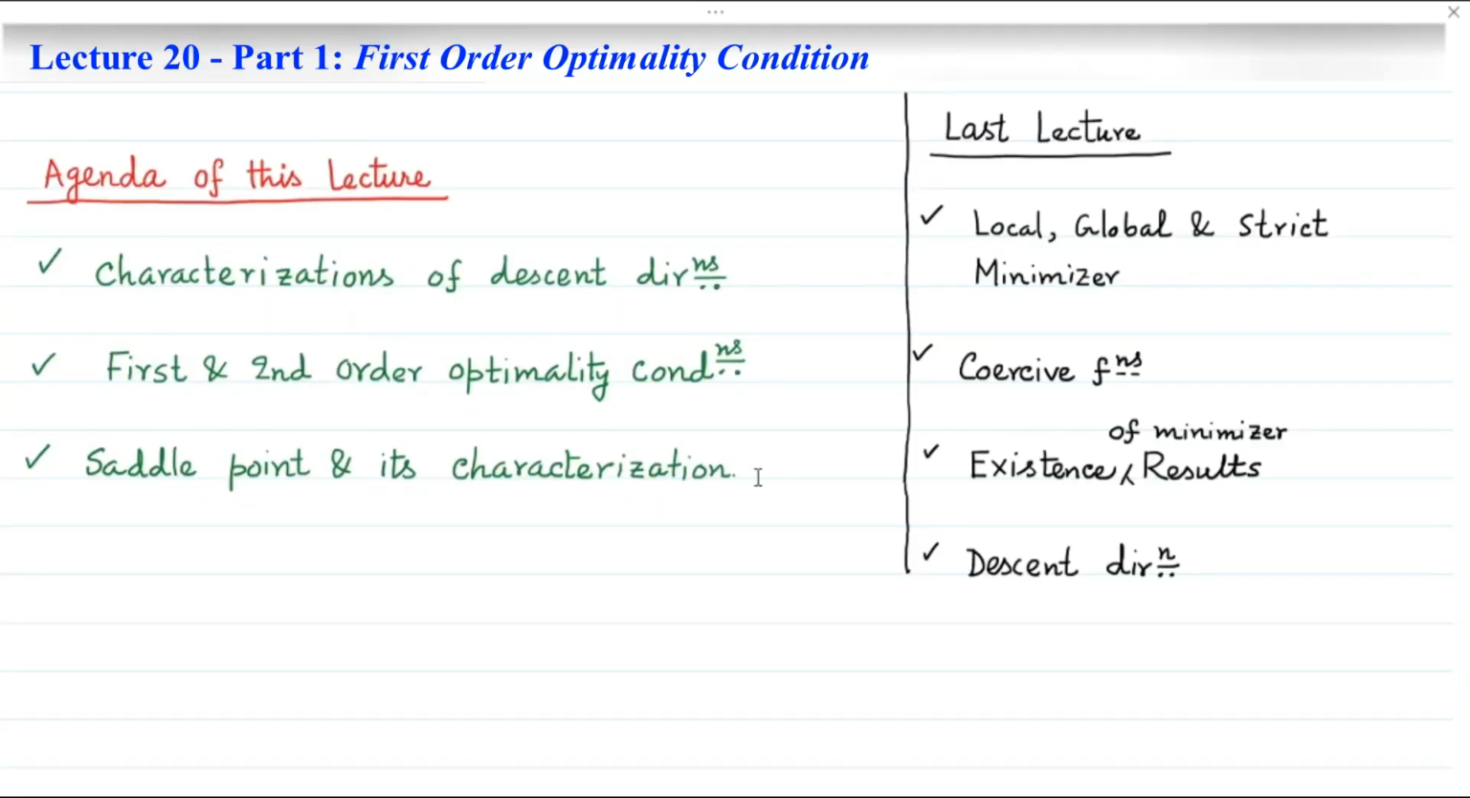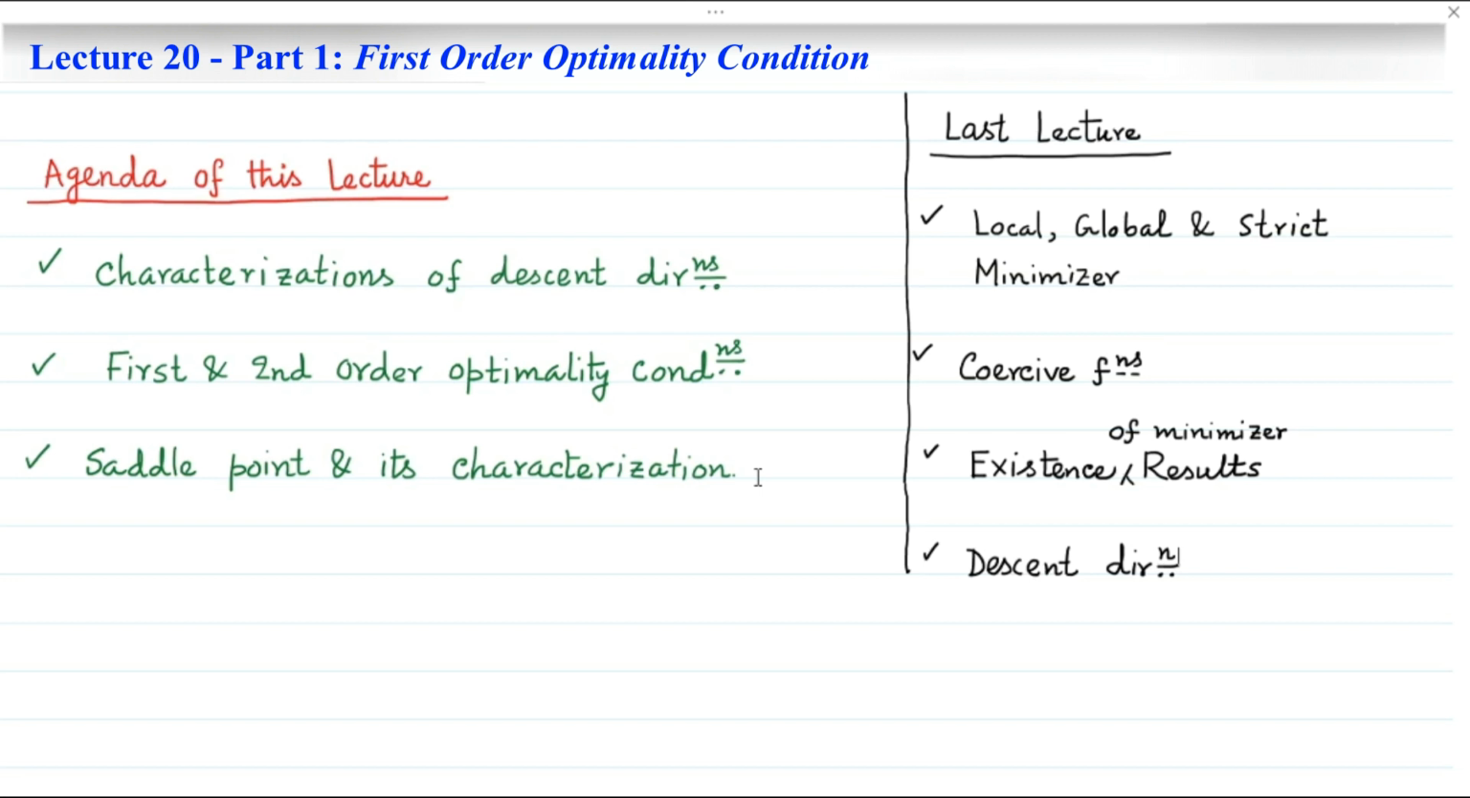Well, if we revisit the last lecture, then we will find that we started our discussion in the topic of local, global, and strict minimizers. The notion of strict minimizer was required to resolve an anomaly in the definition of local and global minimum. The anomaly was a local minimum can possibly be a global maximum of the function. To resolve this issue, the notion of strict minimizer was required and defined.